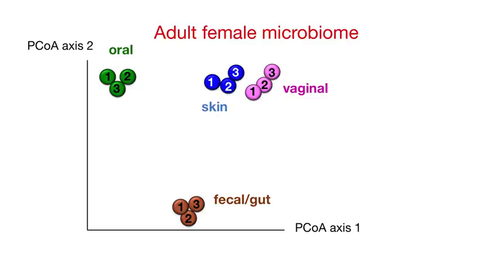The important trend to understand is that microbial communities are distinct in different body sites. For example, if you sample 3 healthy adult females, the mouth microbial communities of each person will be more similar to each other than a mouth and gut sample from the same person.